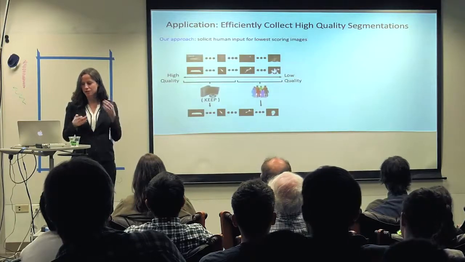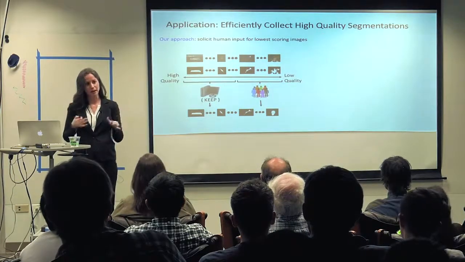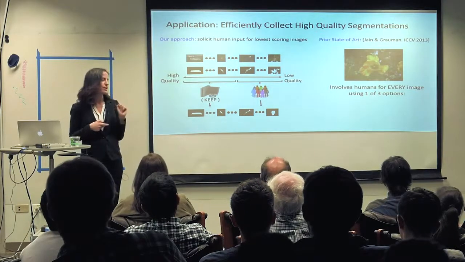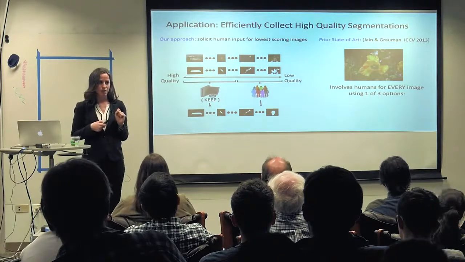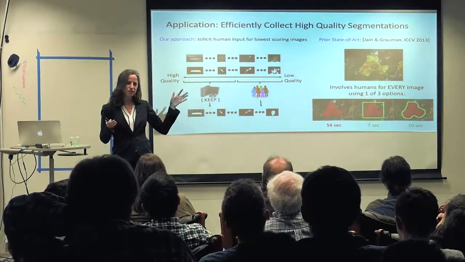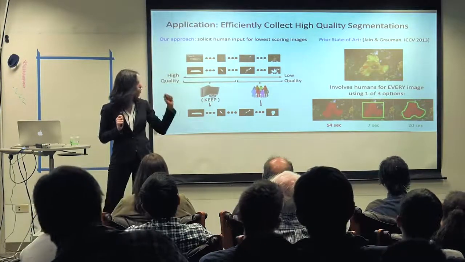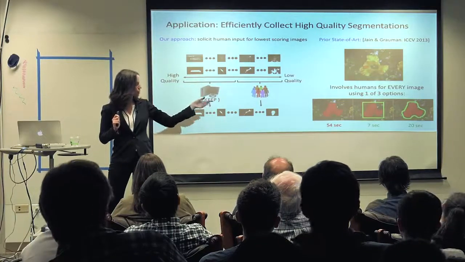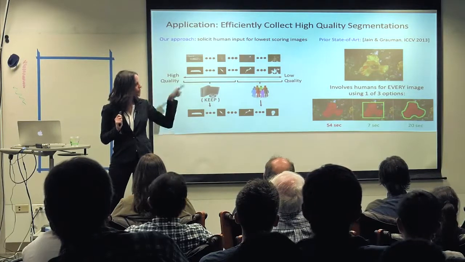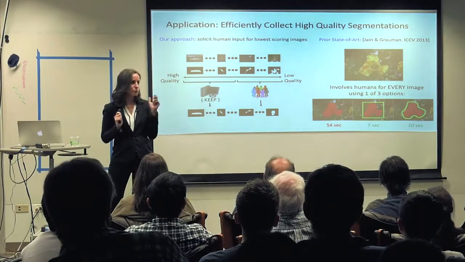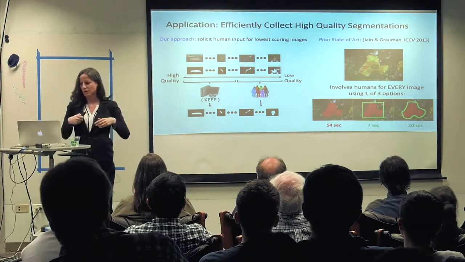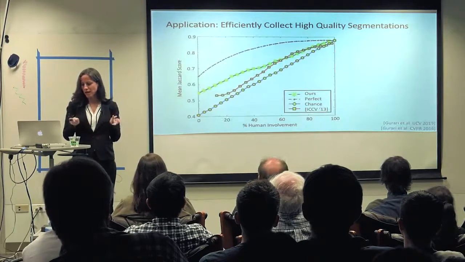In terms of results, we took our approach and compared it to the state of the art at that time. The state of the art at that time took an image, and it involved humans for every image using one of 3 options. It predicted whether to provide a fine-grained result, so give all the details, which can take a human about 54 seconds, or have the human draw what's shown in green, the square, which takes about 7 seconds, or have the human create a coarse outline, which takes about 20 seconds. So that was very innovative when it came out. Our work we compared to that. And here are the results.